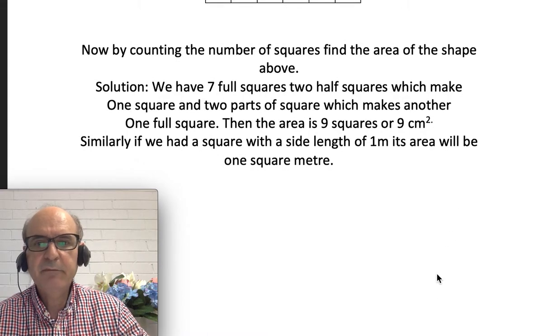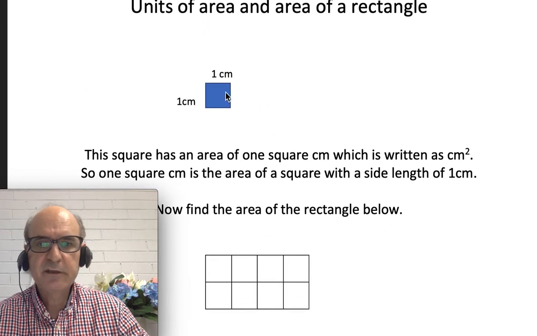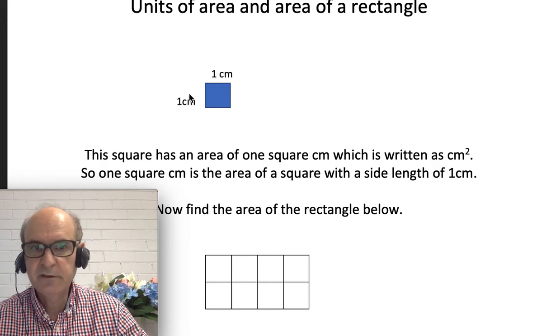Similarly, if you have a bigger square where each side, rather than being 1 centimeter, is 1 kilometer, it's going to be a huge square, and its area will be 1 square kilometer. If you had 1 meter here and 1 meter here, that will be again a bigger square, and the area inside that will be 1 square meter. So 1 square meter is the area of this when each side is 1 meter.